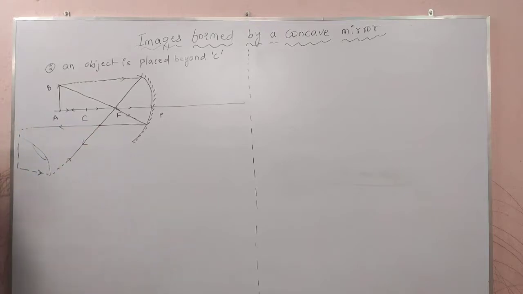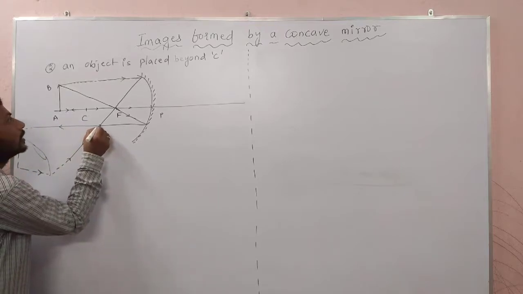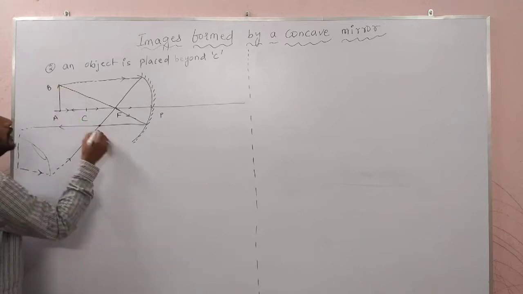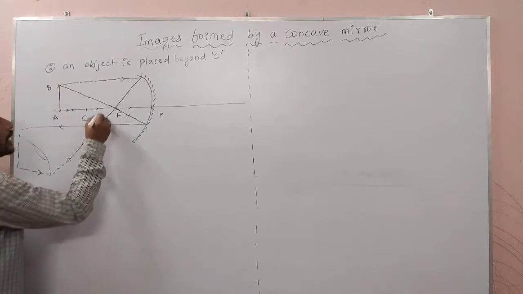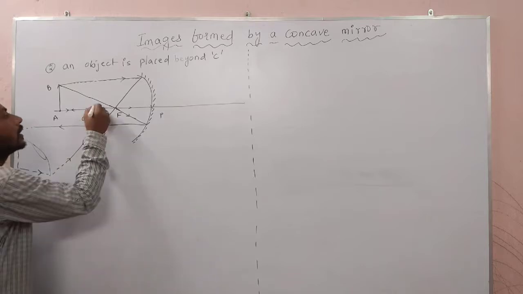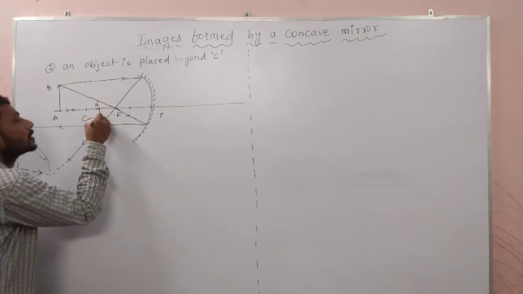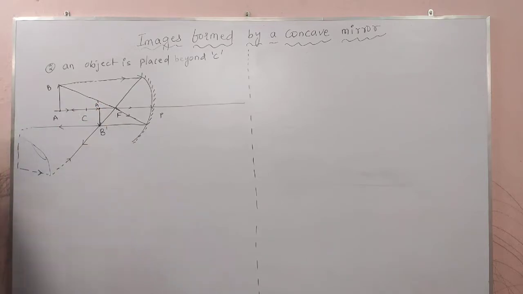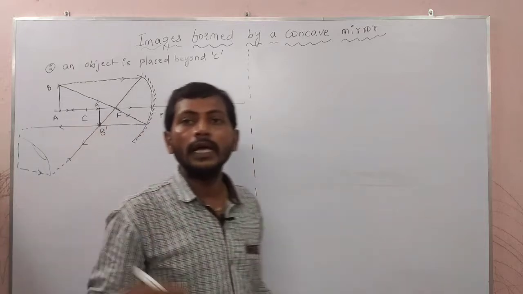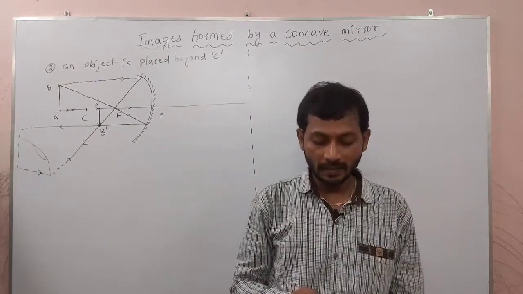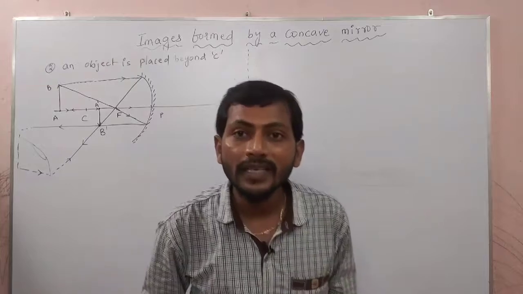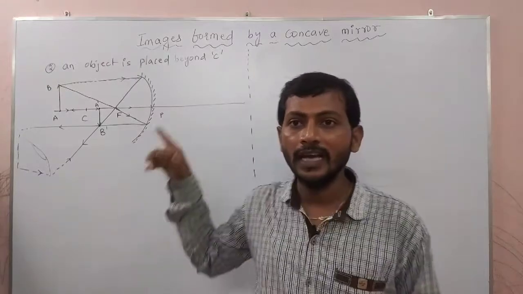Then where did you get the image? This is the image of whom? This is the image of B dash. Then automatically this is the image of A dash. So this is the image of AB. From the diagram, I hope you understood: when the object is beyond C, the image is between C and F.